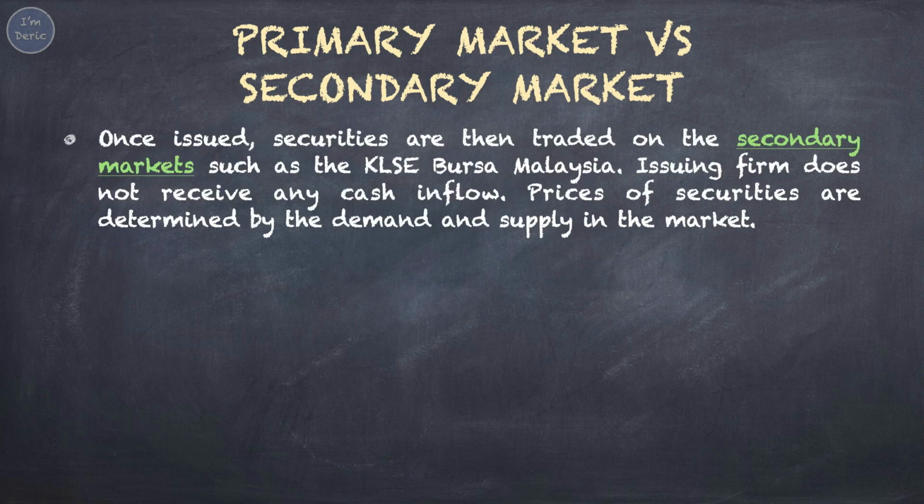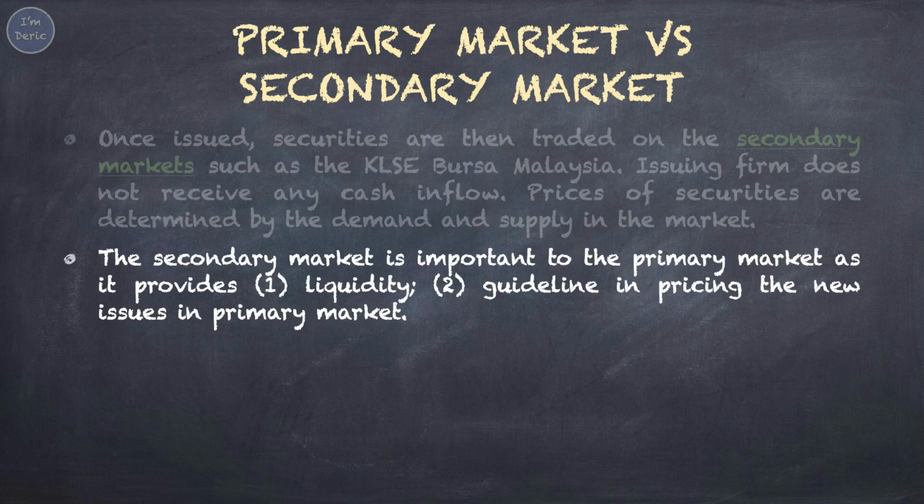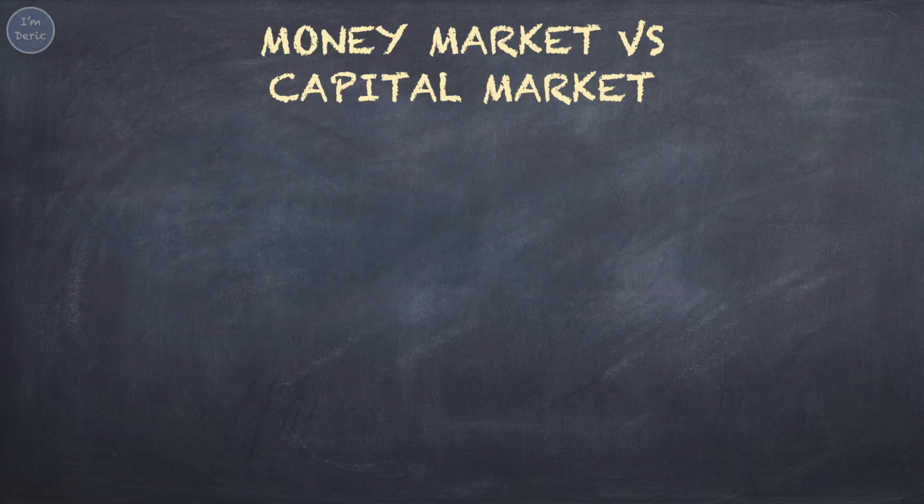Once issued, securities are then traded on the secondary markets, such as KLSE Bursa Malaysia Stock Exchange. The issuing firm does not receive any cash inflow. Prices of securities are determined by the demand and supply in the market. The secondary market is important to the primary market, as it provides liquidity and guideline in pricing the new issues in the primary market.